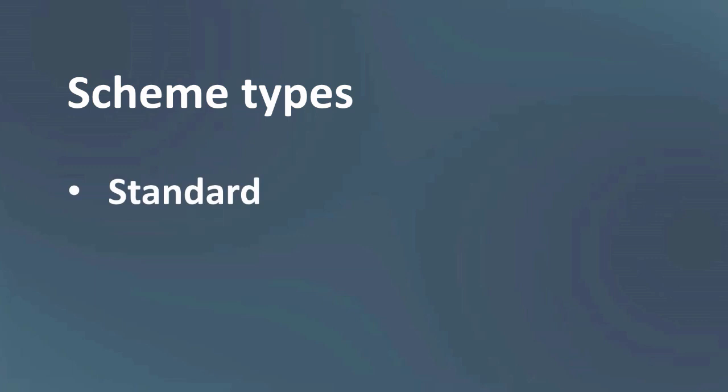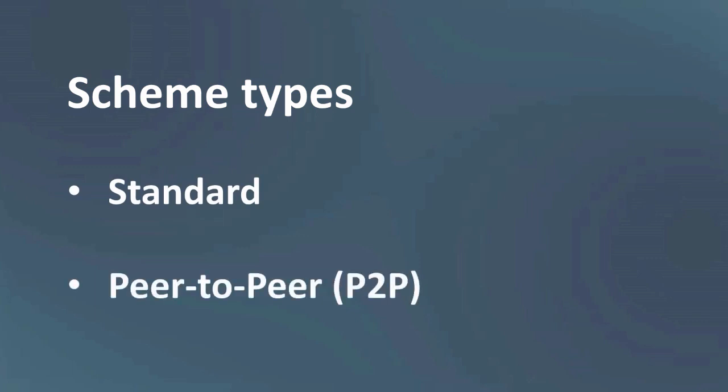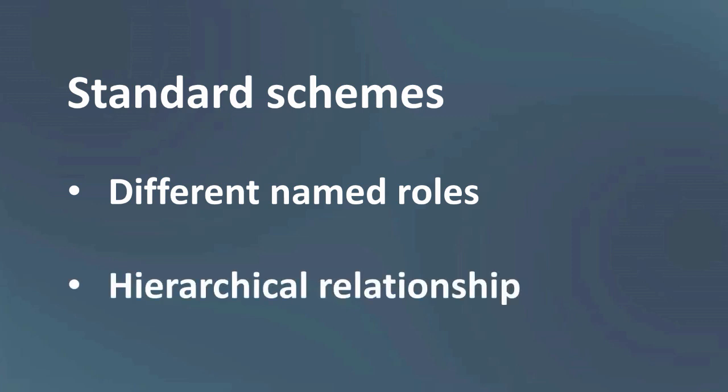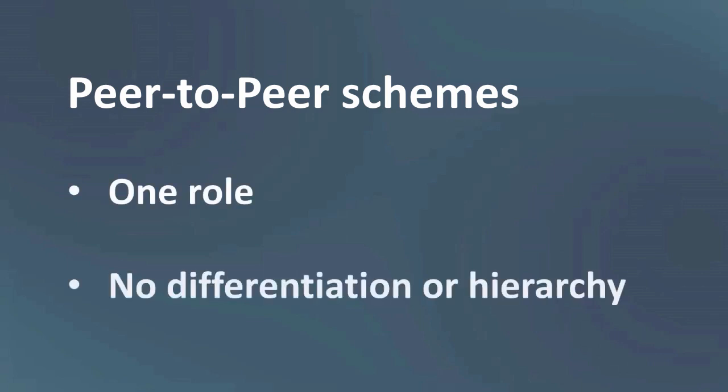There are two different types of scheme in SUMAC, standard schemes and peer-to-peer schemes. In standard schemes, the partners have different named roles, and there's a hierarchical relationship between the two roles, such as mentor and mentee, coach and coachee. In peer-to-peer schemes, there's just one role and there's no differentiation between the two partners or any hierarchical relationship. It's simply two scheme members matched with each other.